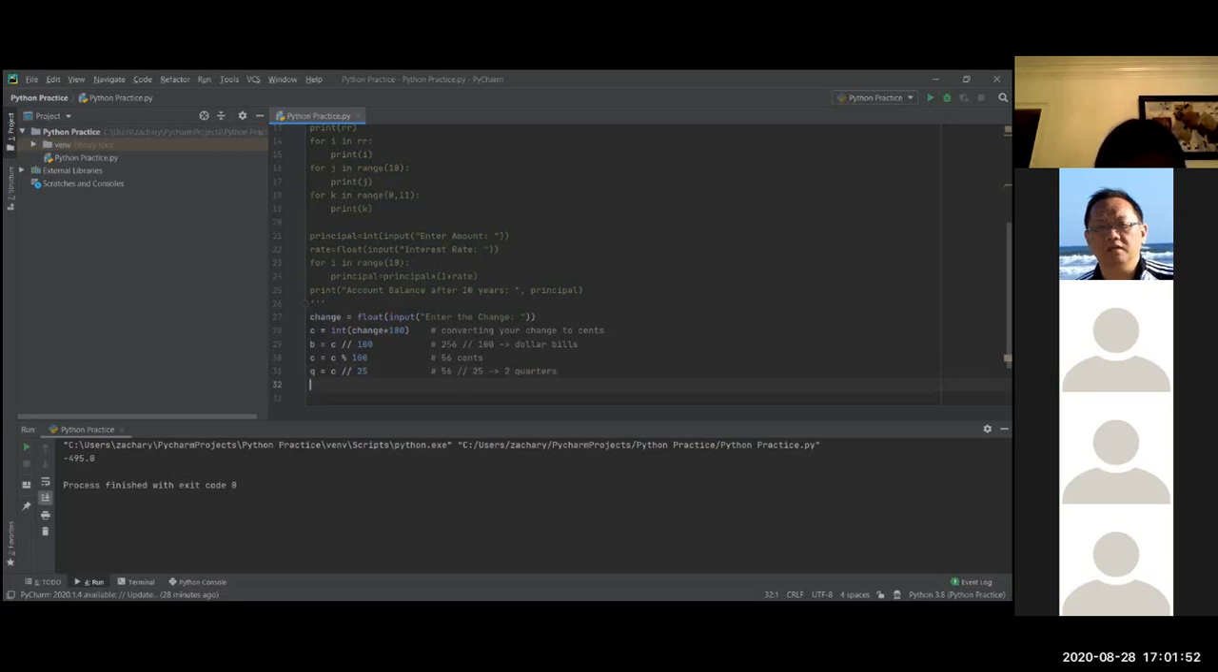And after I get the 2 quarters, my remaining cents should be C, taking the modulus by 25. And I continue the same way for everything else. At this moment, this C should be only 6 cents. Okay, I stop right here and you continue. Is that okay?